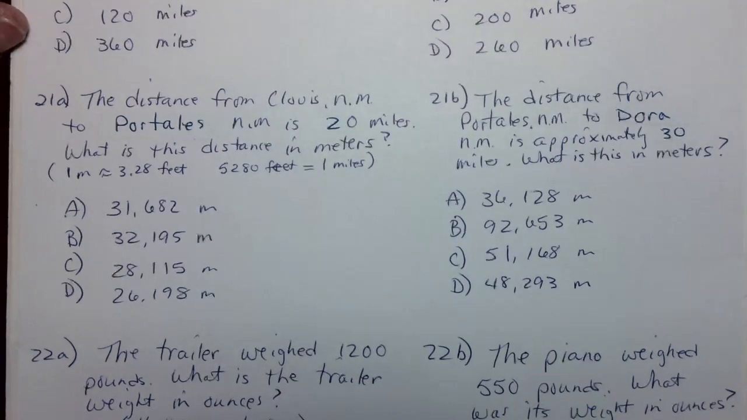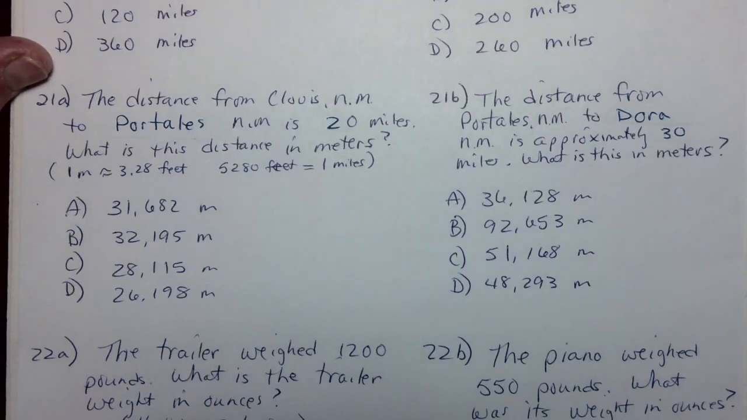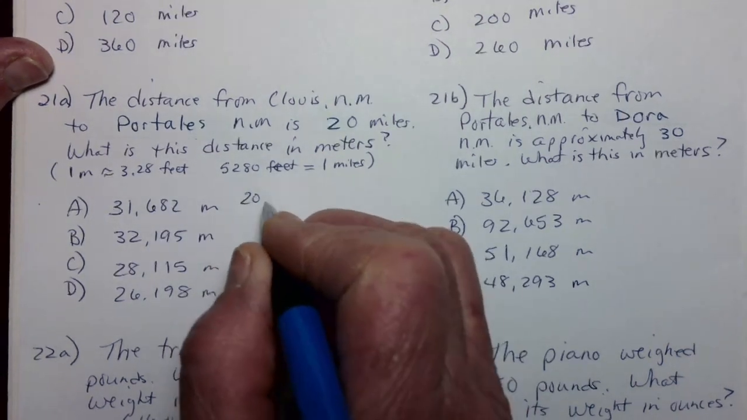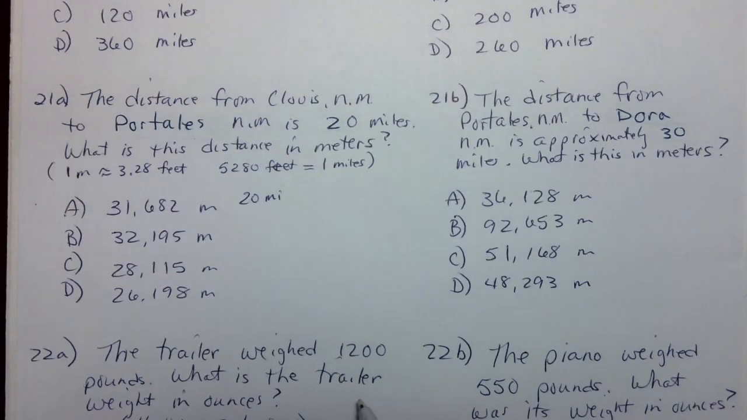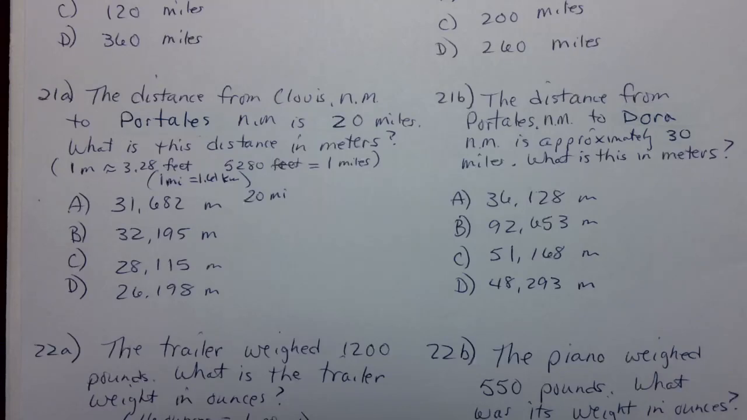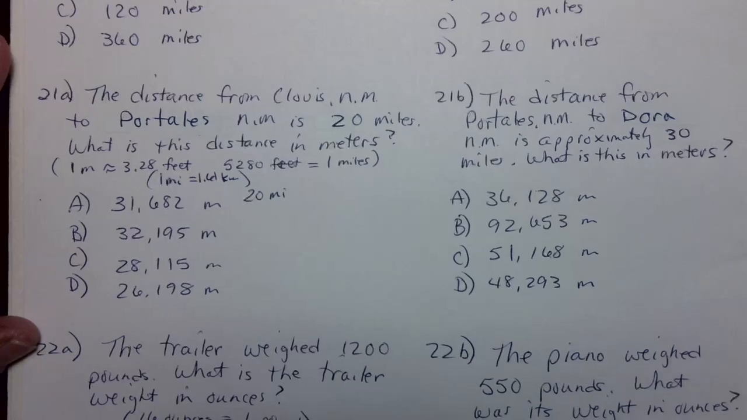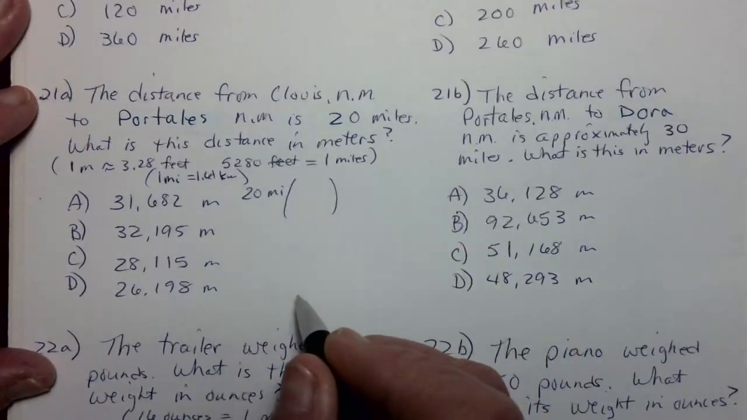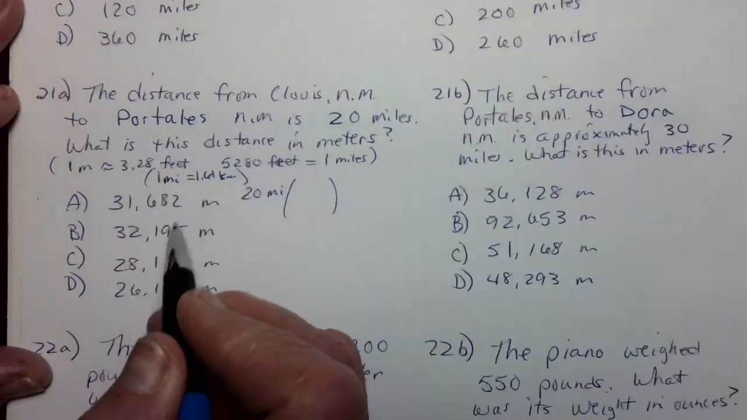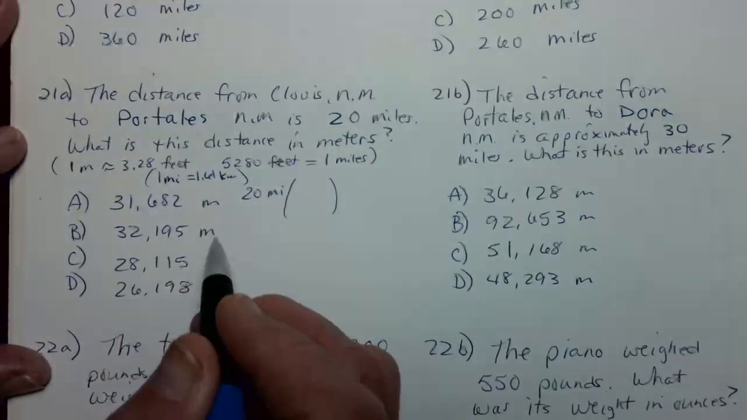Number 21. The distance from Clovis, New Mexico to Portales, New Mexico is 20 miles. What is this distance in meters? So we're going to take 20 miles and we're going to go from miles to, I'm going to give you the one that the book gave you. Hold on 1 second. Okay, there's not one that goes straight from miles to meters, so we're going to go from miles to kilometers. So my unit multiplier is in 1 mile, and this one's not on your sheet. You can write it in. 1 mile is equal to 1.61 kilometers.